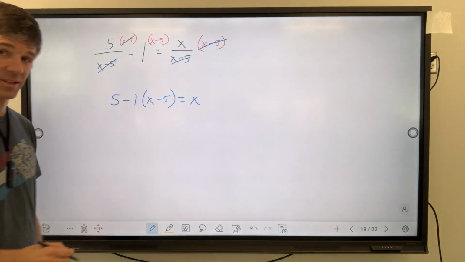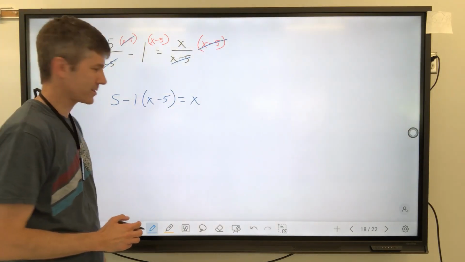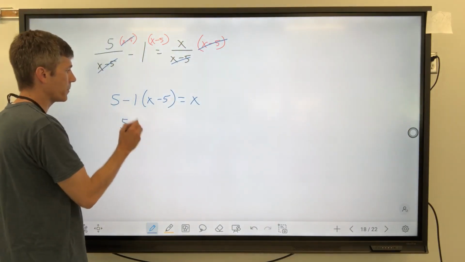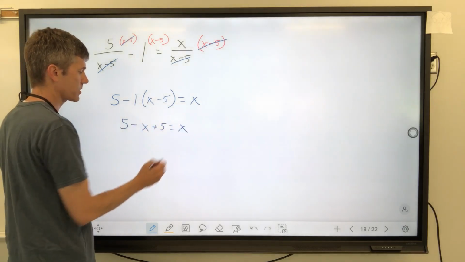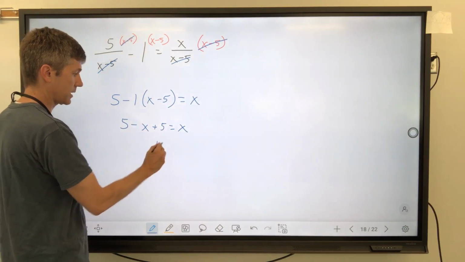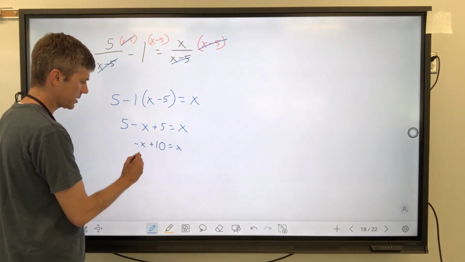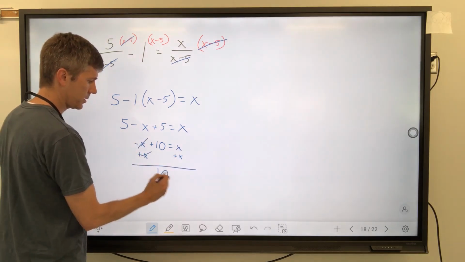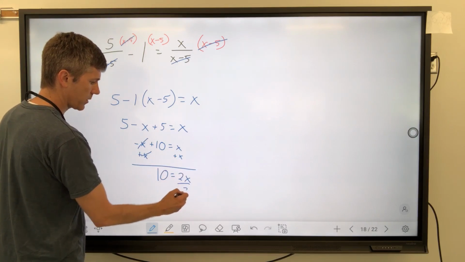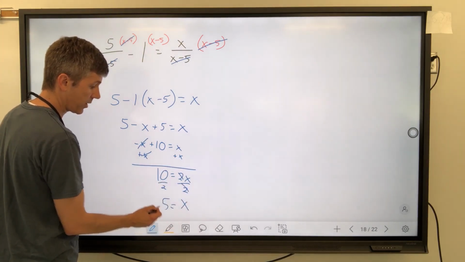Okay, we have to solve this. And it's gonna be kind of fun, and you're gonna see where this one's going in just a minute. So 5 minus x plus 5 equals x. Let's get our like terms together. That's 10. Negative x plus 10 equals x. Let's add x to both sides. 10 equals 2x. So we'll divide by 2. X equals 5. Done.